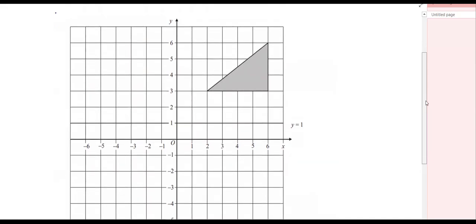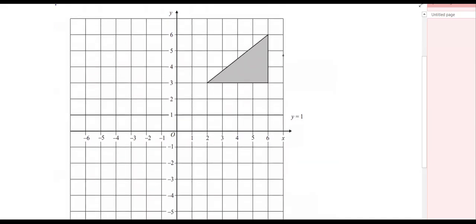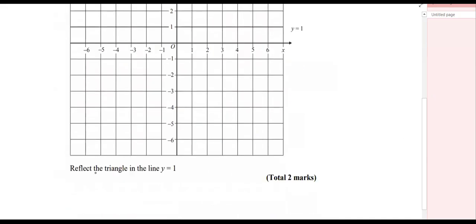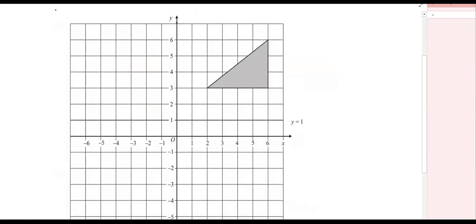this is a question. You can see the triangle is given and it has been asked to reflect the triangle in the line y is equal to 1. Where is y is equal to 1? This is the y-axis. So y is equal to 1. The horizontal line through that one will be y is equal to 1. It's already made. Even if it is not made, you will make it.